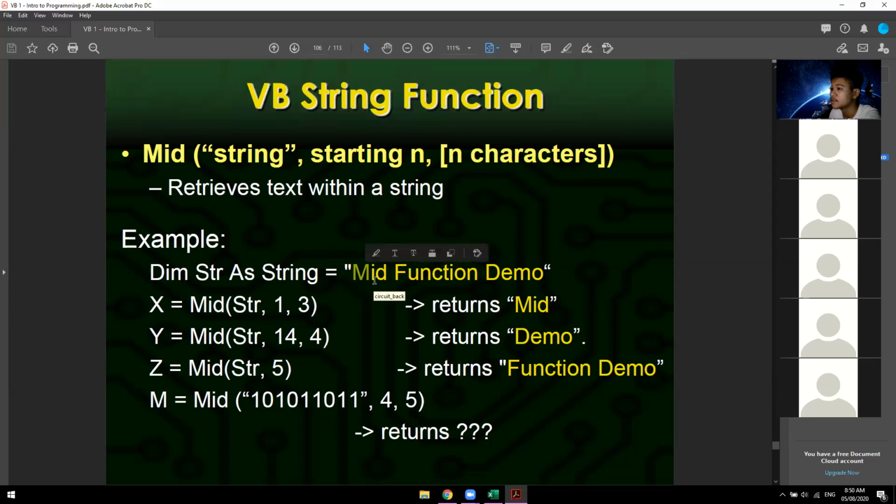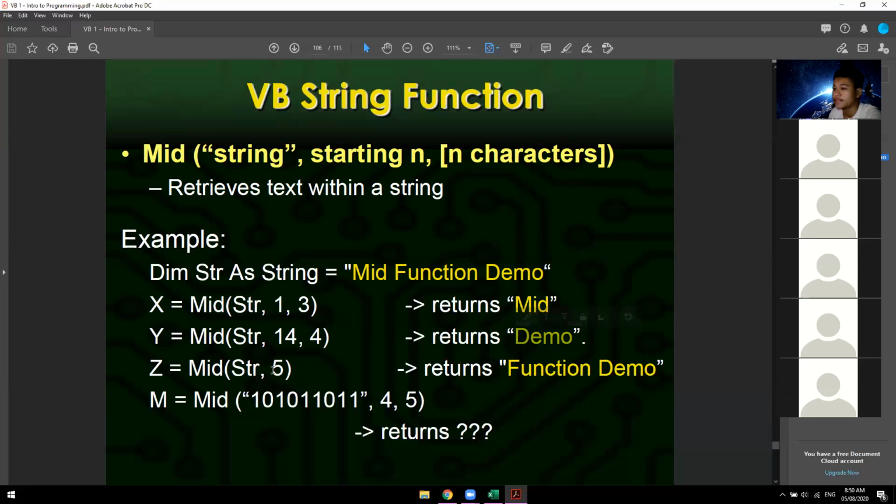So 1, 2, 3. Kasama yung kung saan ka nag-stop, which is letter M. M-I-D. And then for the second one, Y, count lang tayo, 14. 1, 2, 3, 4, including space. 5, 6, 7, 8, 9, 10, 11, 12. 13 yung space, and then 14 sa letter D. Again, kung saan kayo nag-stop, doon na rin kayo mag-i-start mag-count ng i-retrieve yung character. Ilang character gusto natin i-retrieve? 1, 2, 3, 4. So ang value ng Y natin is demo.